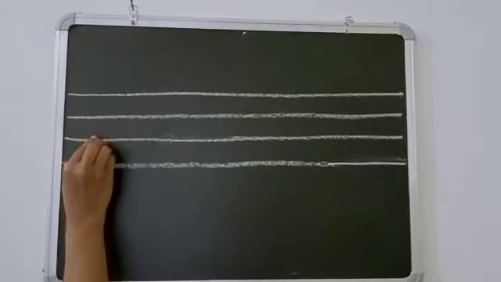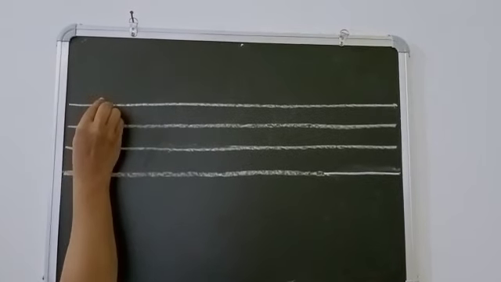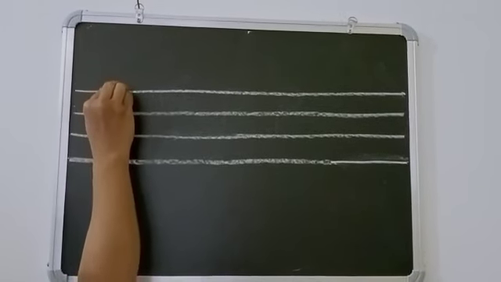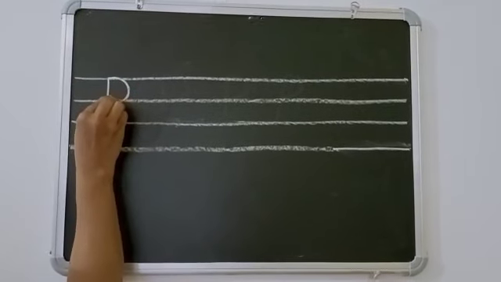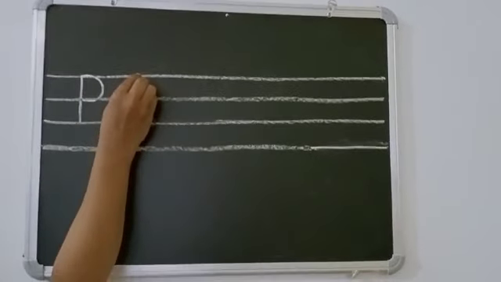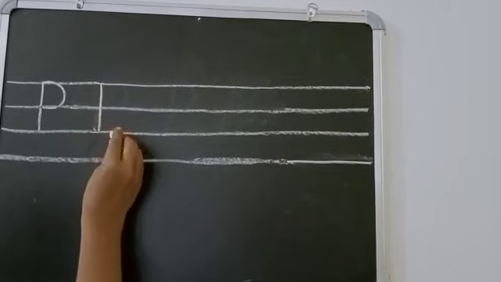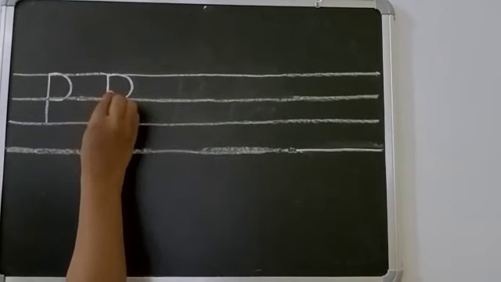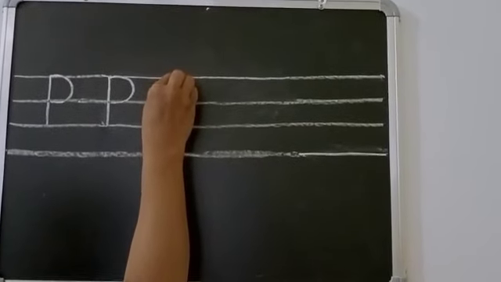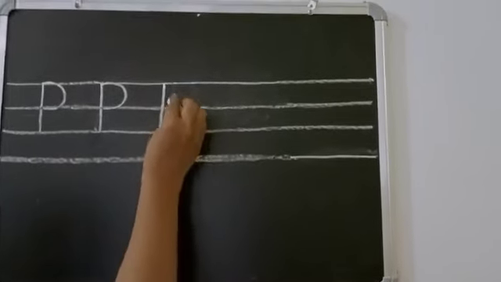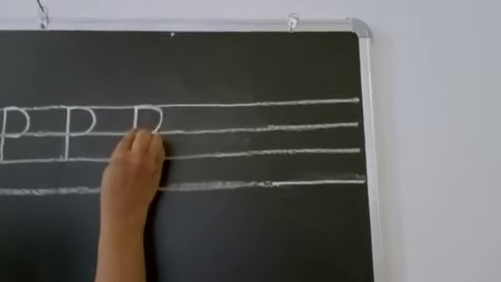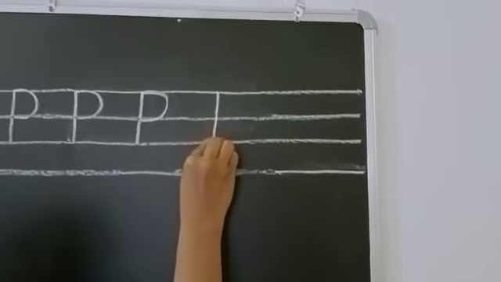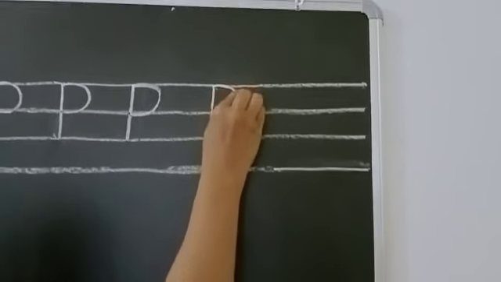1, 2, 3, 4. Four lines are here. First, draw a standing line from the first line to the third line. Then, a small curve towards the right from the first line to the second line. We get capital letter P. First, draw a standing line from the first line to the third line. Then, a small curve from the first line to the second line. We get capital letter P. What is this letter called, children? This is capital letter P.